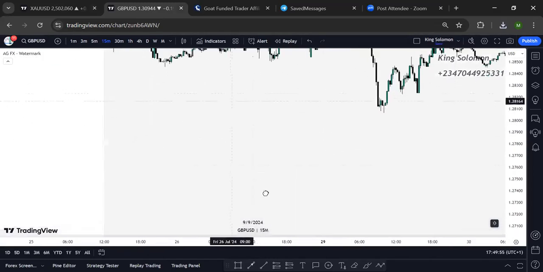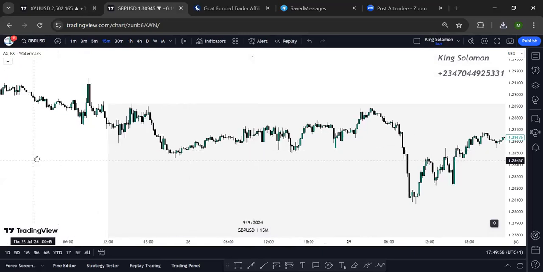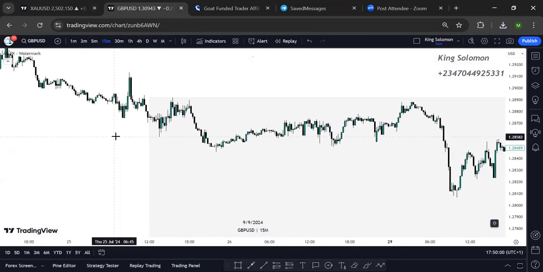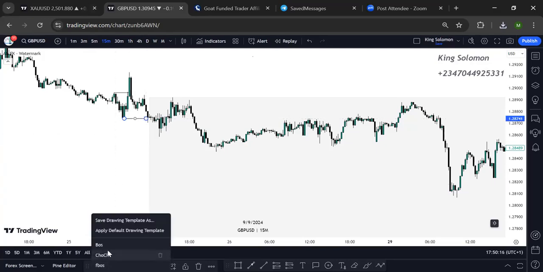Okay, so from this point, what can you guys see? There is a pretty inducement around here. There's an inducement here, and then price did what? Broke structure to the downside, right? We had the BOS here.